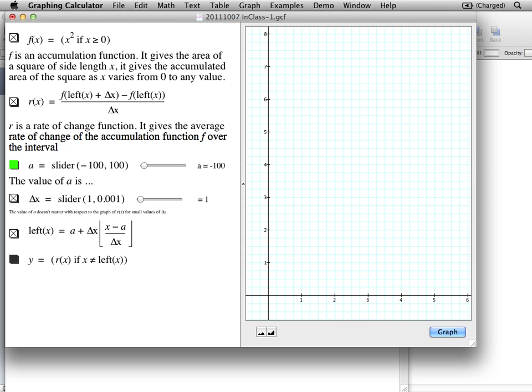Okay. So it gives us the average rate of change of the accumulation function over the interval, and I'm going to use this notation. Okay, square brackets will mean closed interval. So, over the interval starting at left x and ending at left x plus delta x. Okay? So that square bracket notation means the interval starting at one place, ending at the other, including the endpoints.